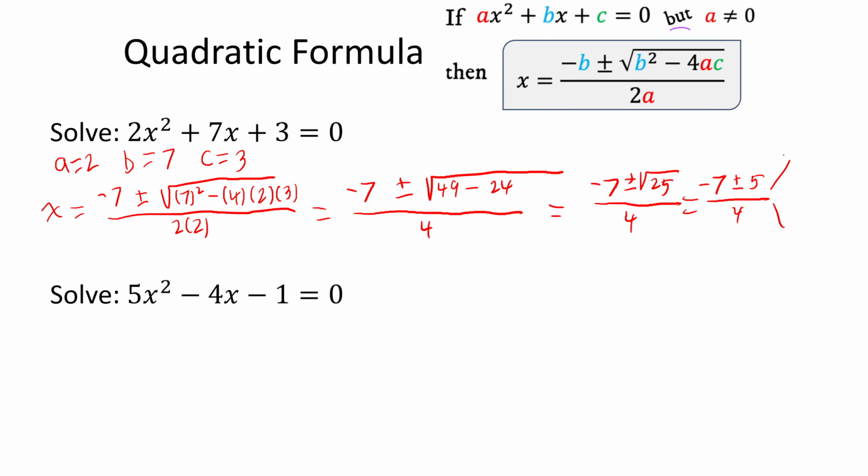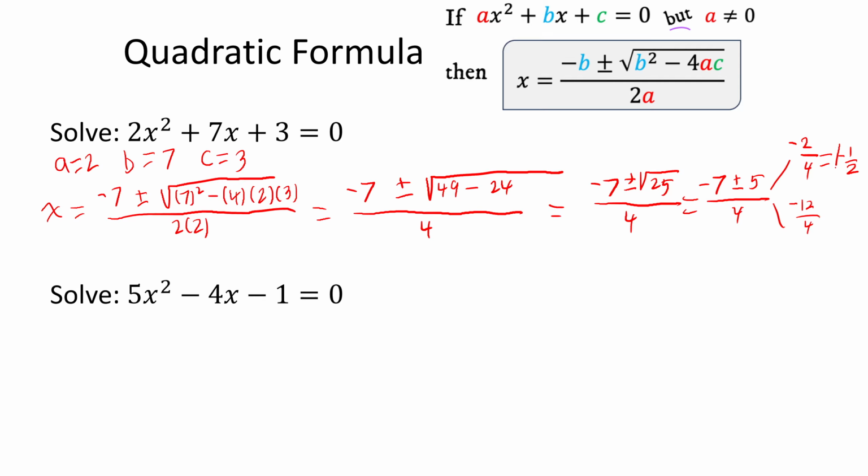Once again, it splits apart. Negative 7 plus 5 is a negative 2, my bad. Negative 2 over 4. Or we get negative 7 minus 5, that's going to be negative 12 over 4. This is going to equal negative 1/2. That's one of our answers. And this will equal 12 divided by 4 is 3, so negative 3. And these are your two answers to this quadratic.